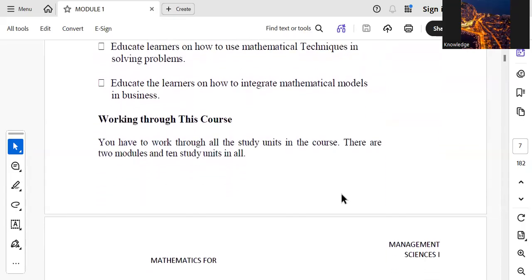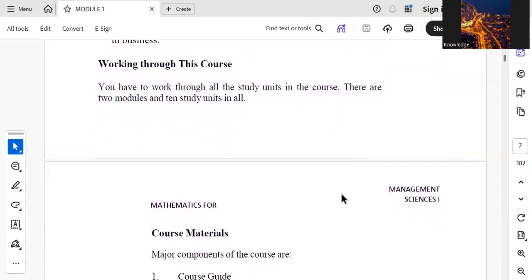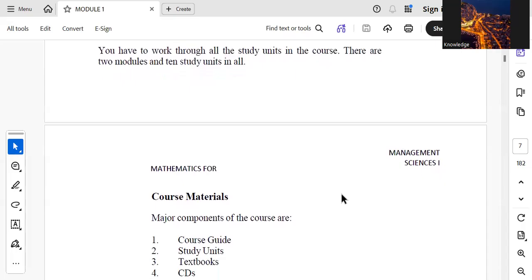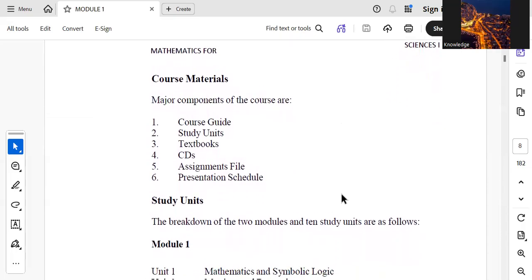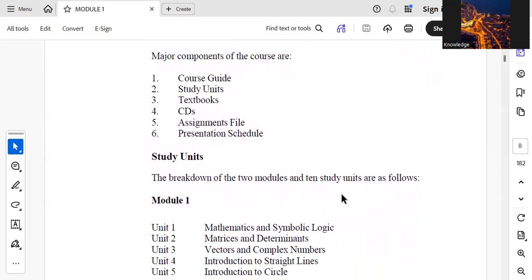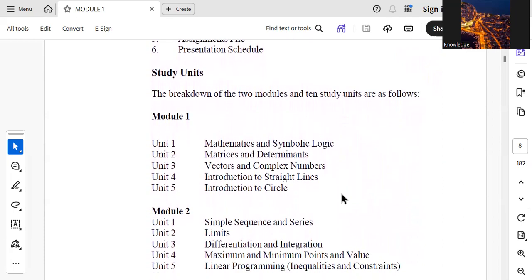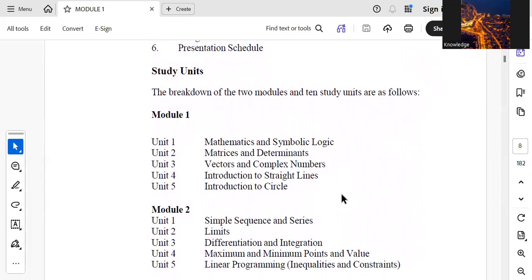So, how do you work through this course? You have to work through all the study units in the course. There are 2 modules and 10 study units. Let's forget about the course materials and move to the study units. This is just an overview of the course. We're just seeing the skeleton of the course. We are not doing anything yet. We just want to go through it as an introduction to see what this course entails and what you will learn in it.